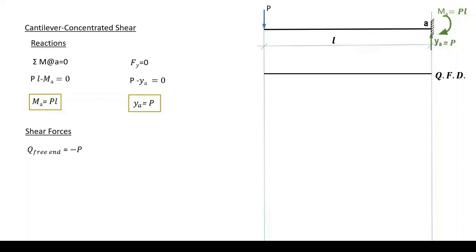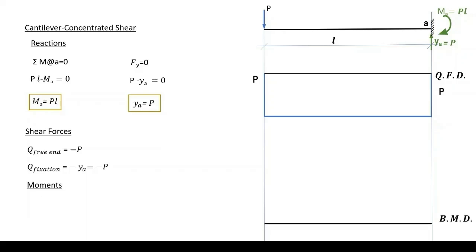So, Q at the free end equals minus P. And we encounter no shear forces until we reach A. We meet YA heading upwards. We head upwards by the value P.